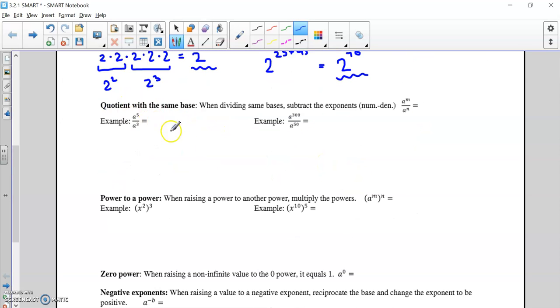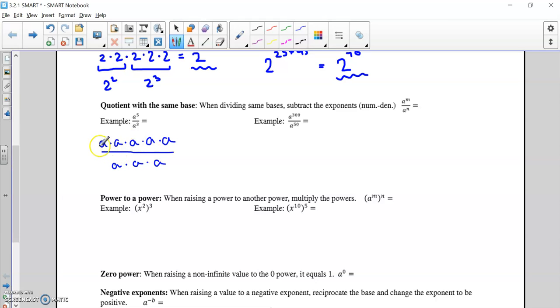All right, quotient with the same base. Now this is when we have, again, that idea of a base, that's the a. That one is the same, but now they are being divided. Now, thinking again about how terms with exponents expand, we know that a to the fifth over a to the third would be 5 a's on top, all over 3 a's. So it's a times a times a times a times a over a times a times a, right? 5 of them over 3 of them.